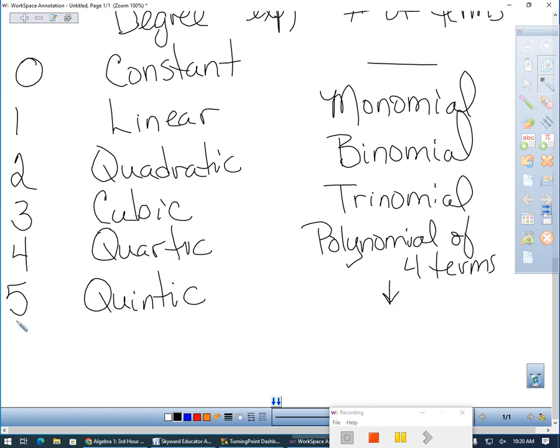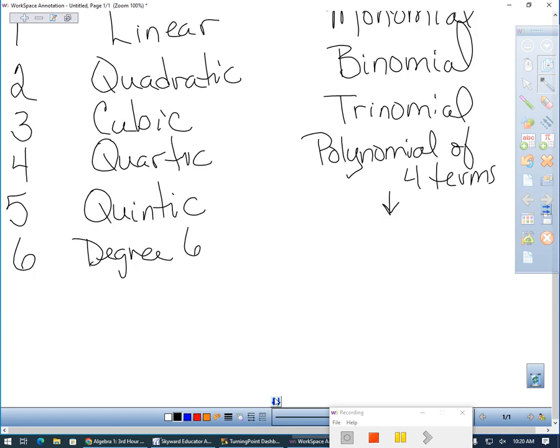And if you have anything bigger than 5, like 6, 7, 8, we just say it's a degree, in this case, 6. And if it was degree 7, degree 8, that. So we only have special words for 0 through 5. All right, so let me show you how this works.